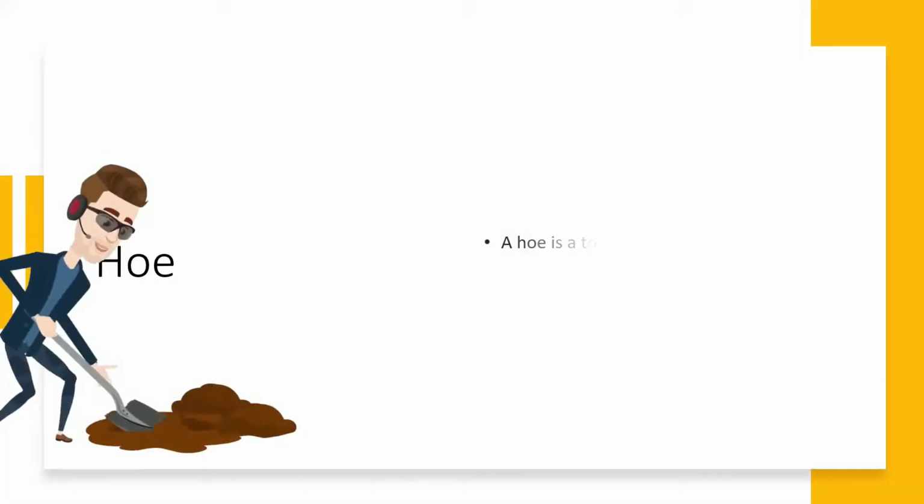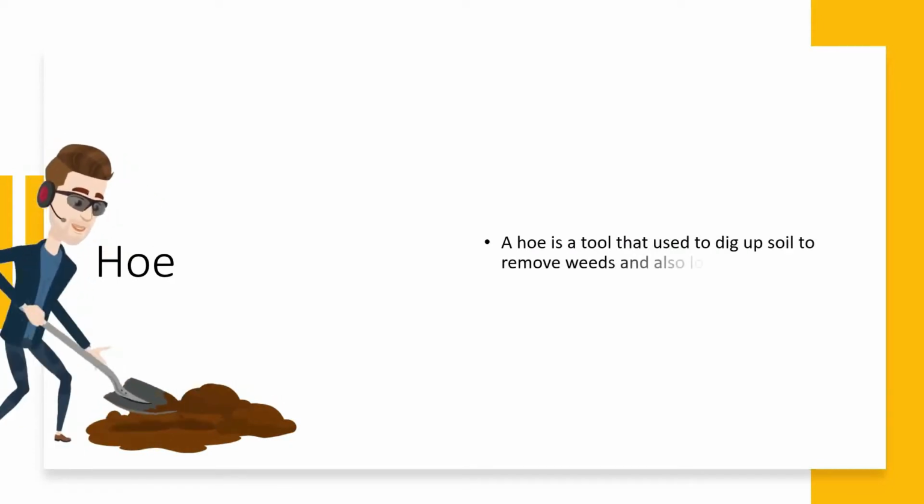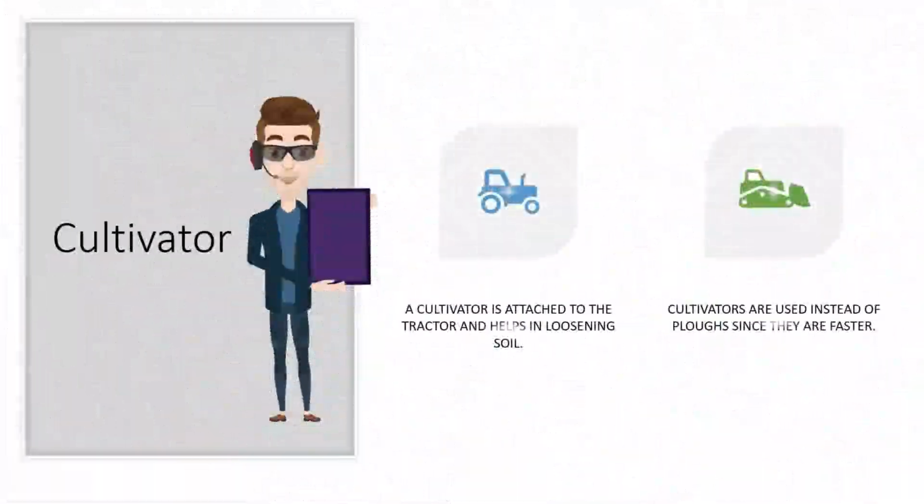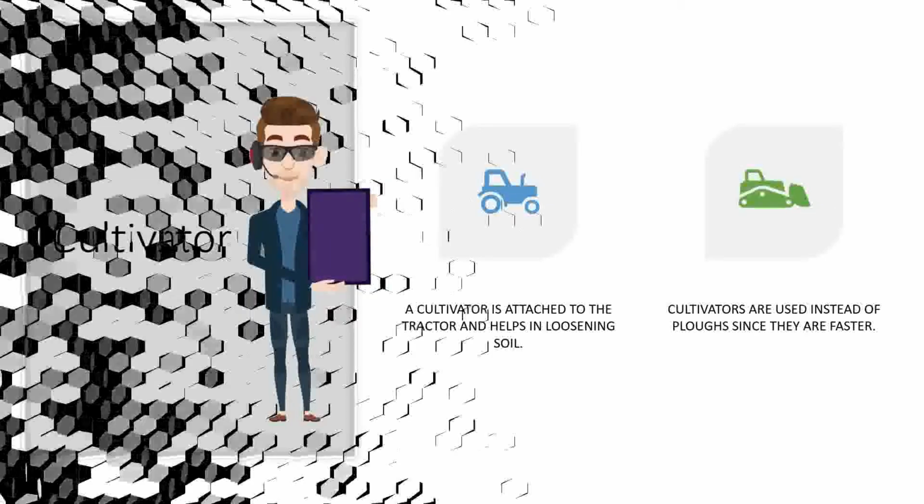Hoe. A hoe is a tool that is used to dig up soil to remove weeds and also loosen up the soil before planting a sapling. Cultivator. A cultivator is attached to the tractor and helps in loosening soil. Cultivators are used instead of plows since they are faster.